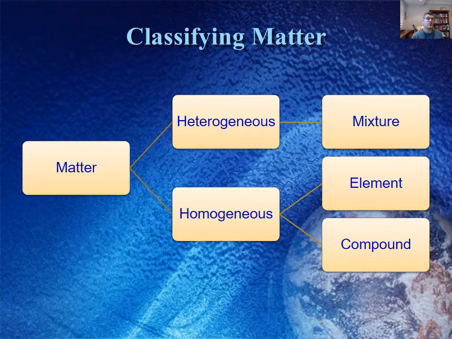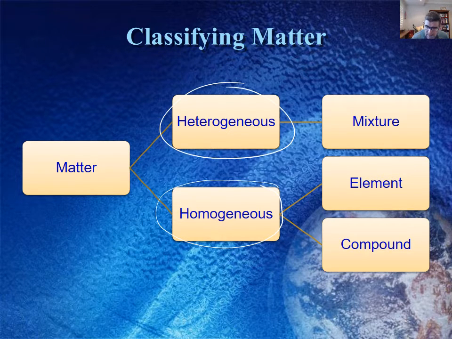So the first thing we need to do is to classify matter. All matter falls into one of two different categories, either homogeneous or heterogeneous. Homo means same and hetero means different. If you remember those two prefixes, then you'll get a sense of what's going on here. There's some confusion with these terms because homogeneous means the same. The particles are the same throughout.